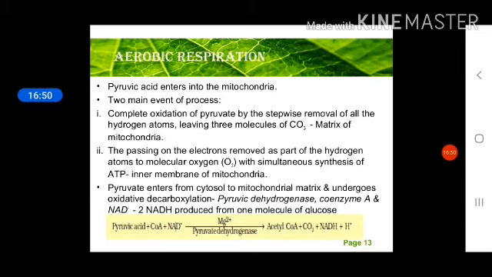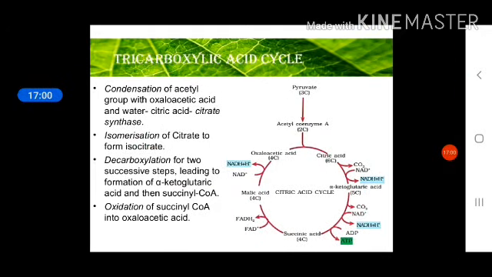When the cycle repeats for the second pyruvic acid, then again we will get the same thing, means 1 FADH2, 3 NADH, 2 CO2. Now this is about this reaction. So this is in a single step what we get, it is given here.